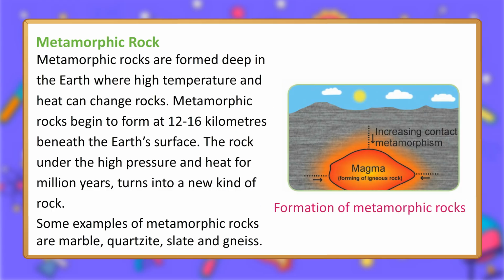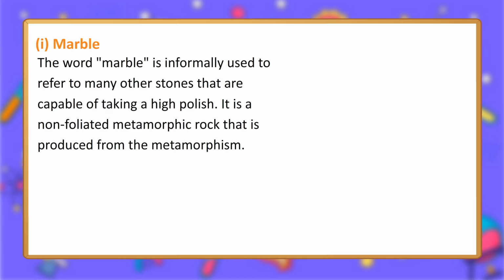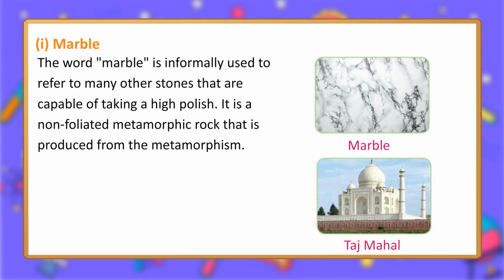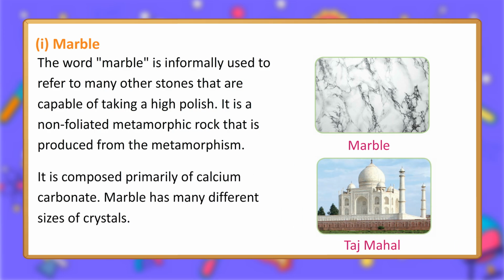Formation of metamorphic rocks. Marble. The word marble is informally used to refer to many other stones that are capable of taking a high polish. It is a non-foliated metamorphic rock that is produced from the metamorphism. It is composed primarily of calcium carbonate.